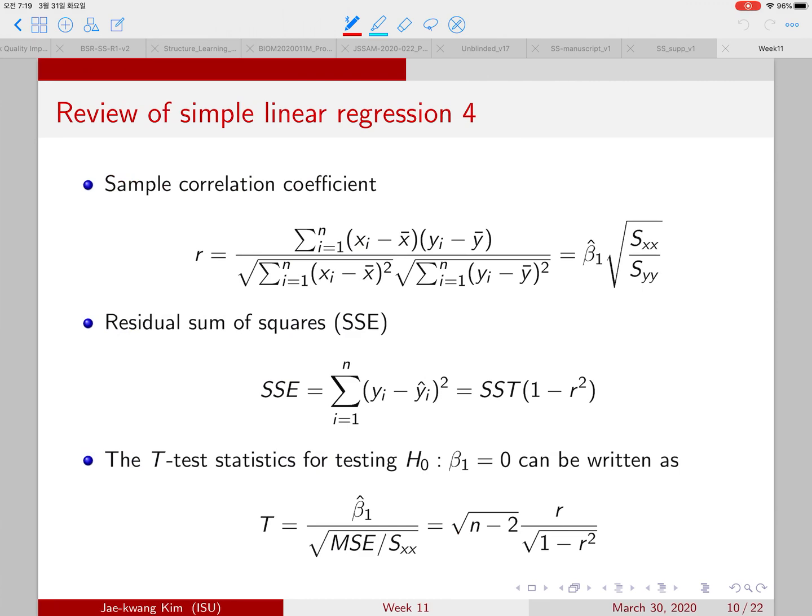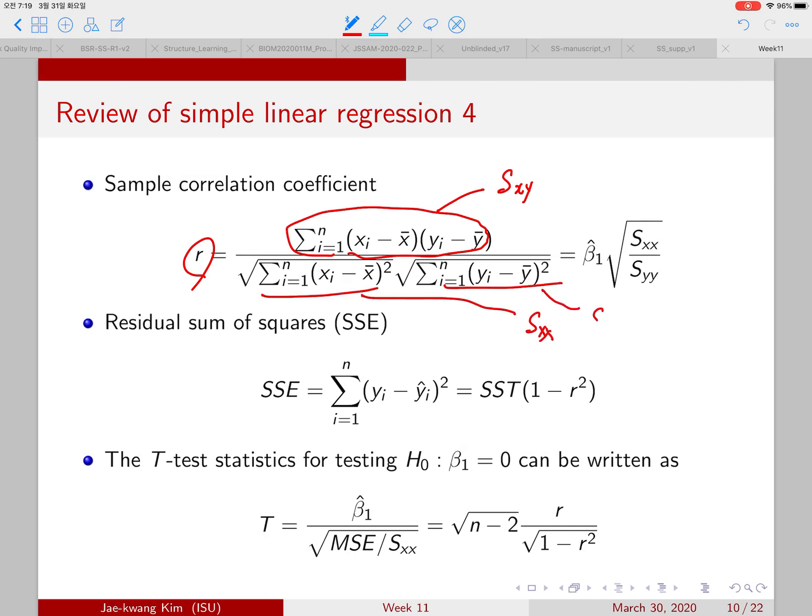Now let's consider the sample regression coefficient. Let's call this one SXY, this one is SXX, and this one is SYY. You can write it this way. And the residual sum of squares: if you write yi hat as beta 0 hat plus beta 1 hat xi, then you have yi minus y bar minus beta 1 hat times xi minus x bar, squared.